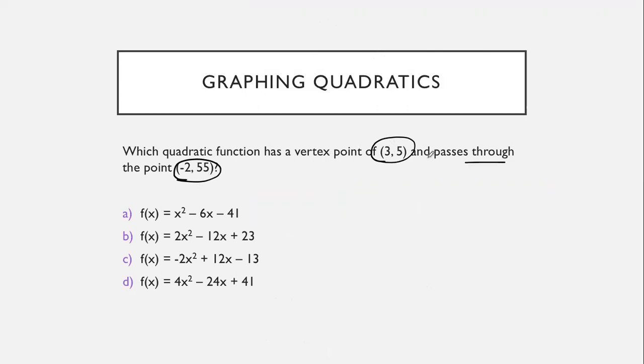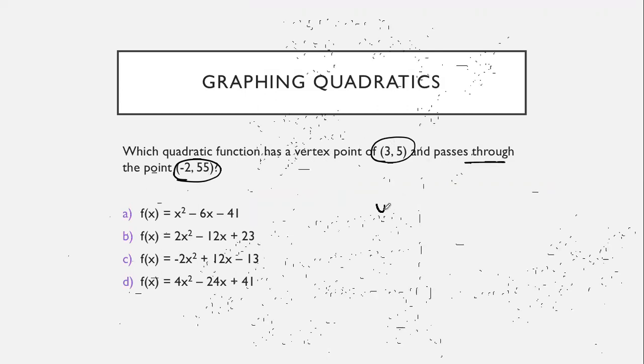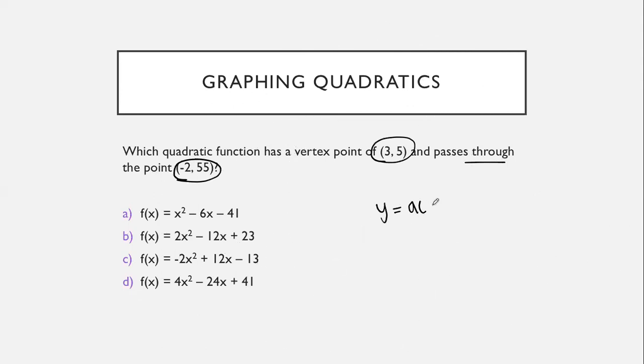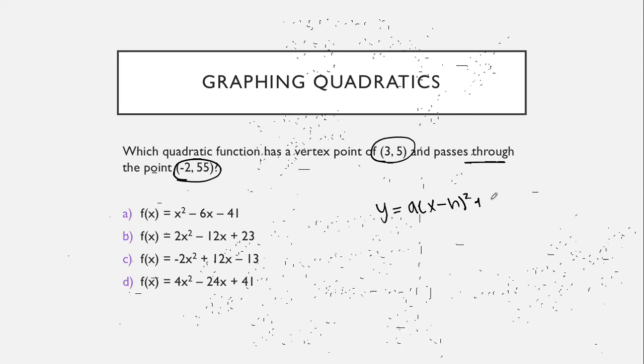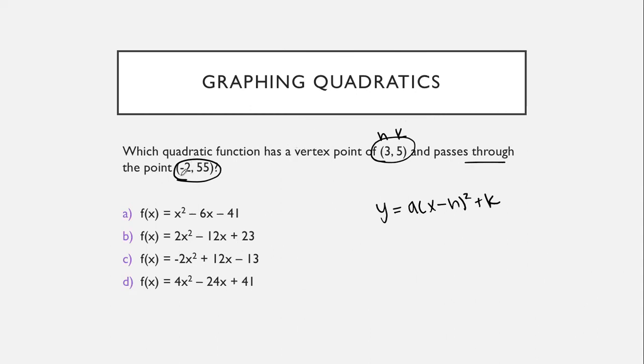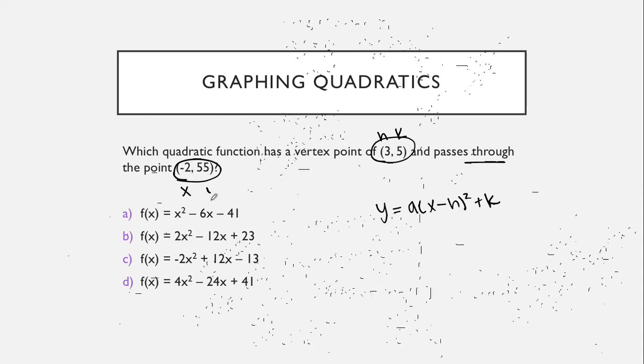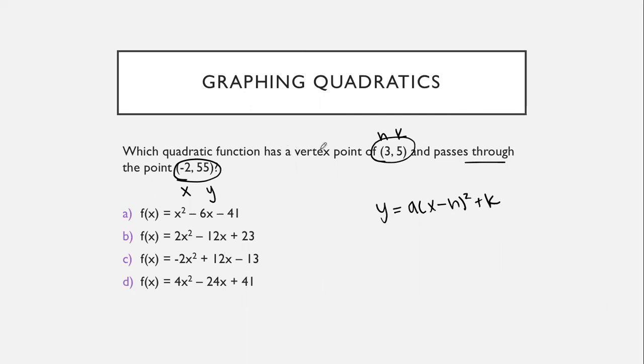Vertex, how do I label my vertex? What letters represent vertex? H and K. So these are my H, that's my K. What point is this? What can I label this point? X and Y. So what can I do with these points to figure out my equation? Plug it in. So my Y value is 55.